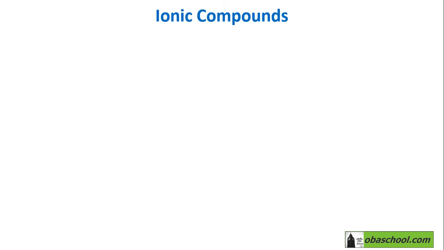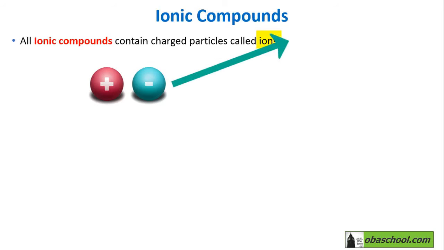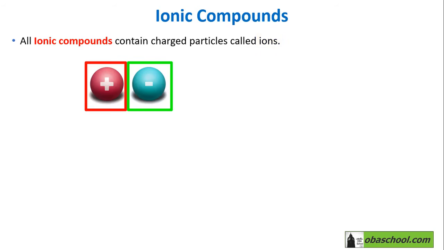First, we're going to revise quickly some information about ionic compounds. We know that all ionic compounds contain charged particles, and these charged particles are called ions. Ions have one or more positive charges or one or more negative charges, so we can have a positive ion that carries a positive charge or a negative ion that carries a negative charge.